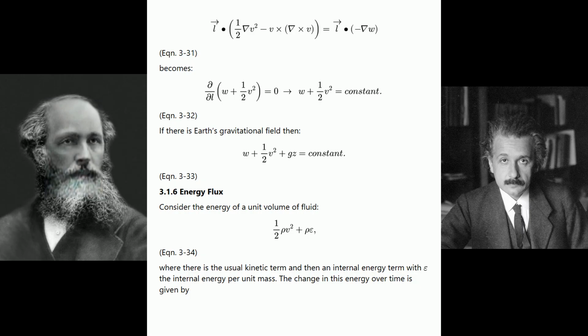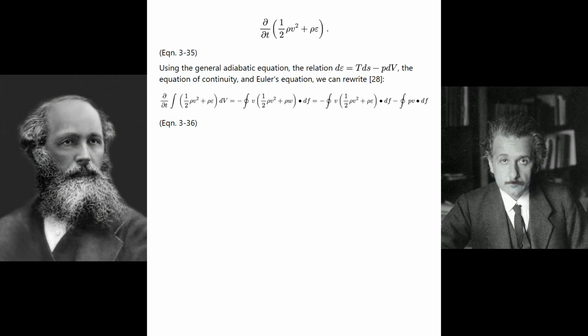3.1.6 Energy flux. Consider the energy of a unit volume of fluid. See equation 3-34. Where there is the usual kinetic term and then an internal energy term with epsilon, the internal energy per unit mass. The change in this energy over time is given by see equation 3-35. Using the general adiabatic equation, the relation d epsilon equals T ds minus P dv, the equation of continuity, and Euler's equation, we can rewrite.